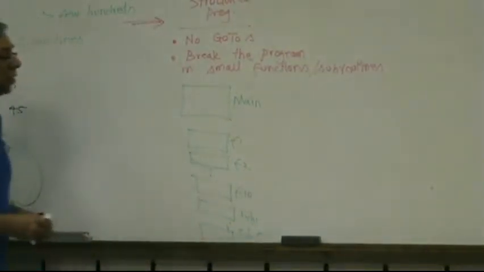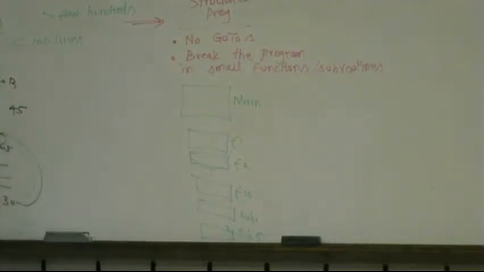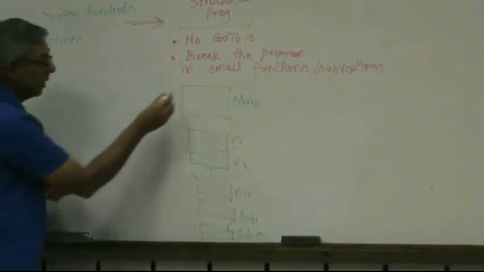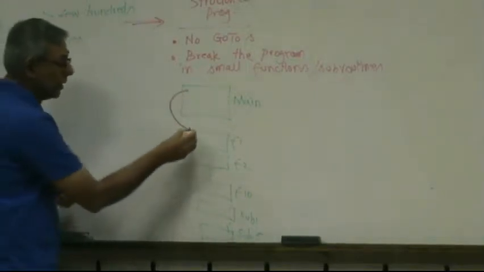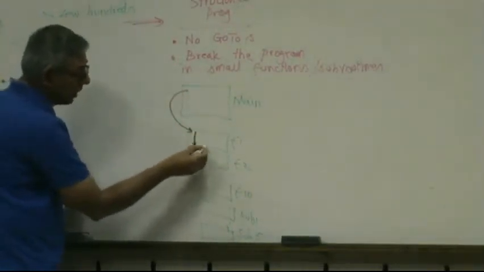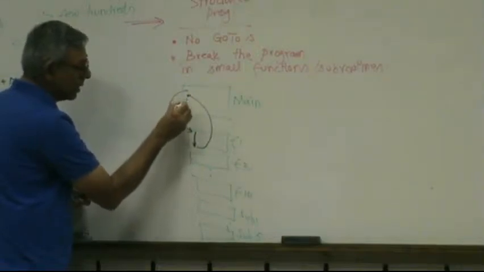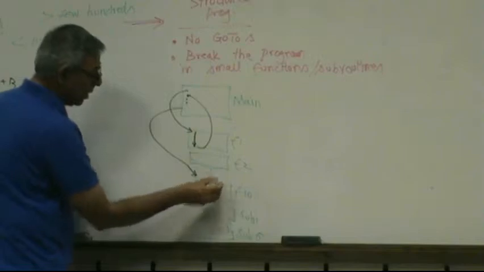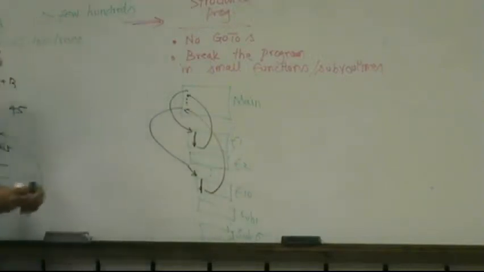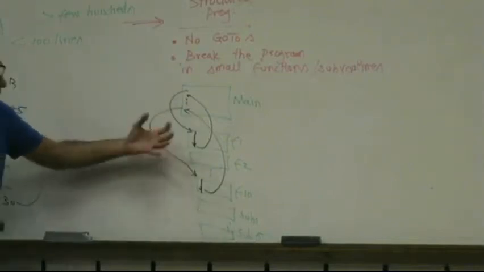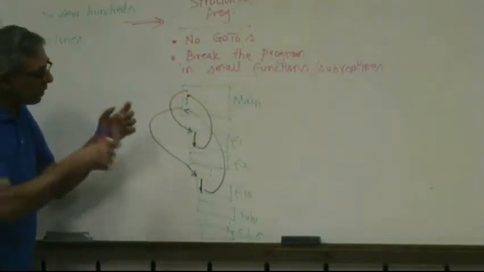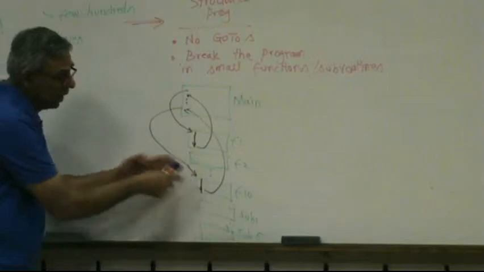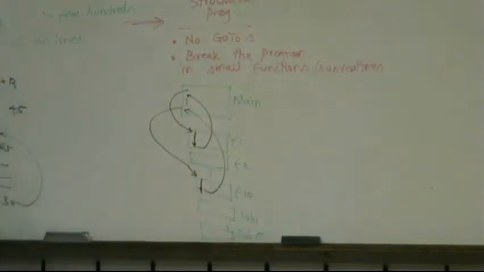Then we further developed a guideline that our main will not do any computation. It will simply call a function at some point, have it compute, and give an answer back. Then sometime later, it will call another function, have it compute, and bring the answer back. So the main is basically the controller, calling these functions, bringing the result, doing something with it, making a decision, calling another function or subroutine.